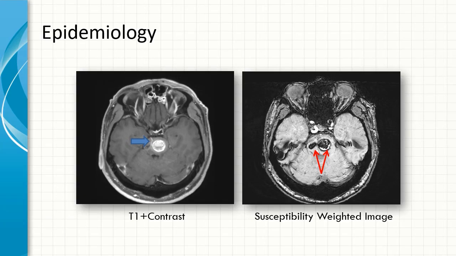Here you see a developmental venous anomaly noted by the blue arrow. You see a large cavernous malformation in the pons, and on the susceptibility weighted image you see another small cavernous malformation on the opposite side of the developmental venous anomaly. While typically the sporadic form cavernous malformation is a single lesion, if they cluster around a developmental venous anomaly, it is still considered a sporadic cavernous malformation.